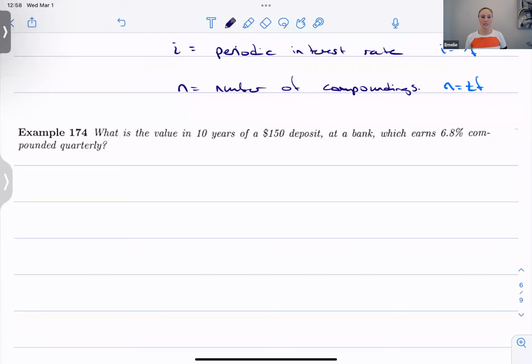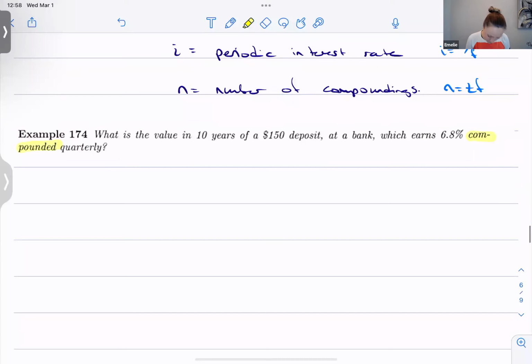Okay, so what's the value in 10 years of a $150 deposit at a bank which earns 6.8% compounded quarterly? Remember, that's your trigger to think, okay, this is a compound interest problem, which means I need to focus on the compound interest part of my formula sheet. So just pay attention to the word compounded, which tells me it's a compound interest problem.